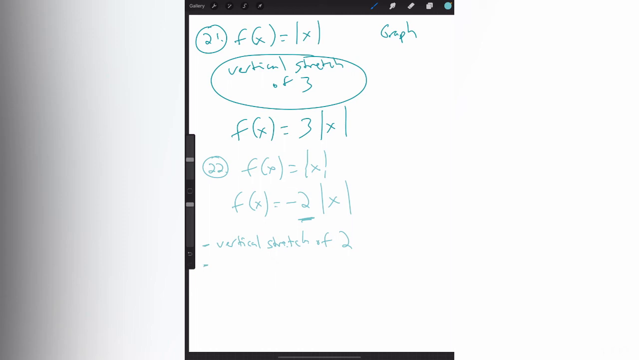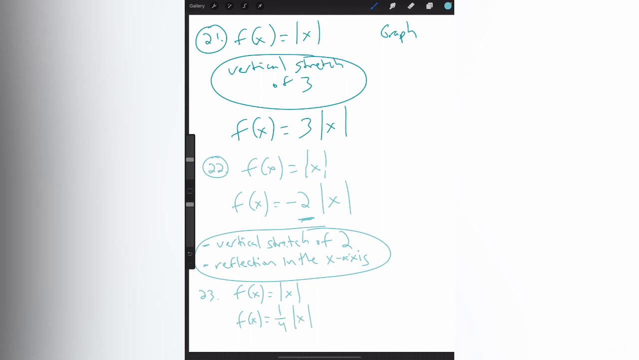And the second thing I see is that negative out in front. And that negative out in front is a reflection in the x-axis. Okay? When you have that negative out in front, you know there's a reflection of the x-axis. That's 22. 23, my parent function is still f of x is equal to absolute value of x. And number 23 gives me f of x is equal to 1/4 times the absolute value of x. So what have I done here?